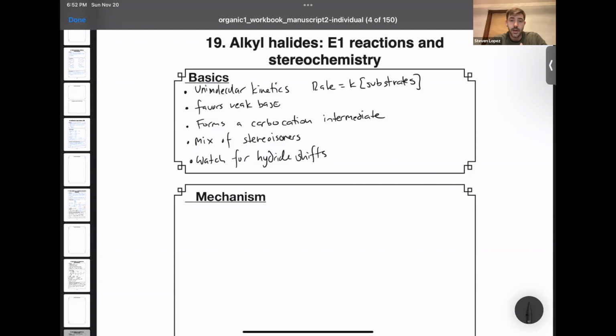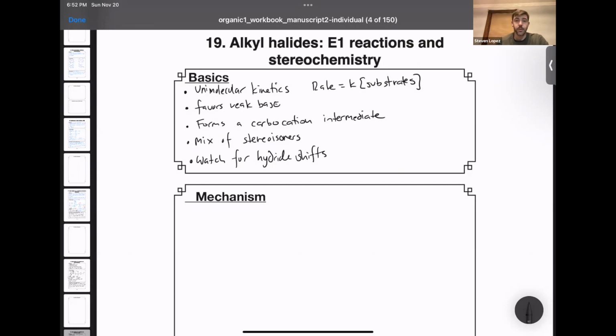Within the reaction, there's a carbocation intermediate that's formed, and this intermediate leads to the possibility of different stereoisomers. In this case, because we're doing an elimination reaction, the product will be an alkene. So if the reaction can form cis and trans isomers, it will. And finally, you might want to watch out for hydride shifts, which are also possible with these reactions, just like in SN1 reactions, where the first step is that the leaving group leaves.